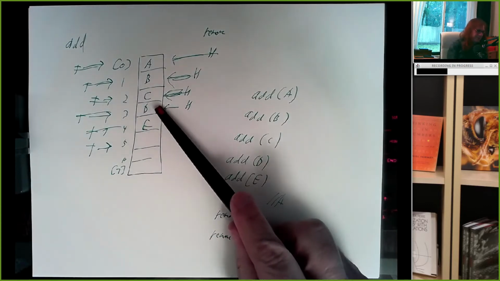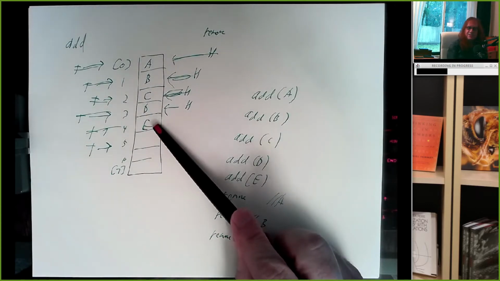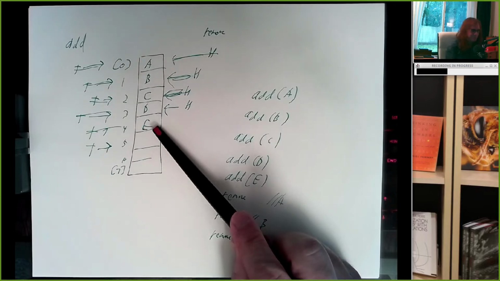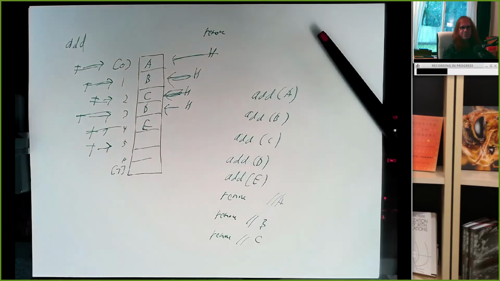There's a D, which is at the head of the queue, and then there's an E, and that's the tail of the queue. Does that make sense so far? Okay.